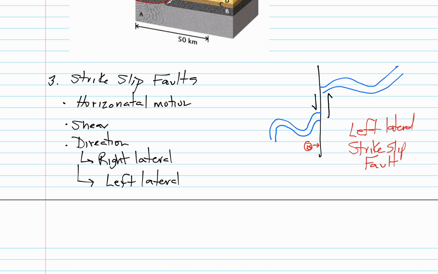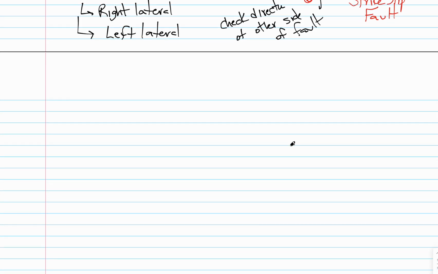It's pretty neat because they have this extra information associated with them. And maybe what we should put in here is, you stand on one side and check the direction of the other. Let's actually say that. Let's say check direction of other side of fault.